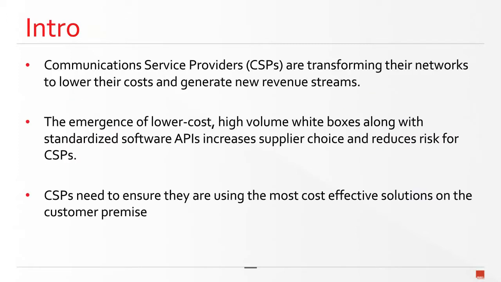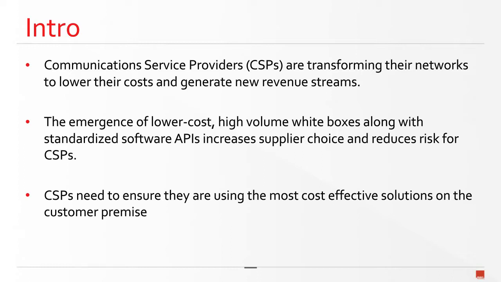So first, I want to talk about some of the market dynamics driving demand for UCPE. The most important, of course, are the transformations that are underway at CSPs around the world. They are making changes to their network infrastructure and systems to operate more cost-effectively while also generating new sources of revenue. CSPs are increasingly viewing white boxes as a viable alternative to more expensive traditional proprietary network elements. With the emergence of more standardized software APIs, CSPs can now more confidently choose from a wider range of suppliers than they have in the past.